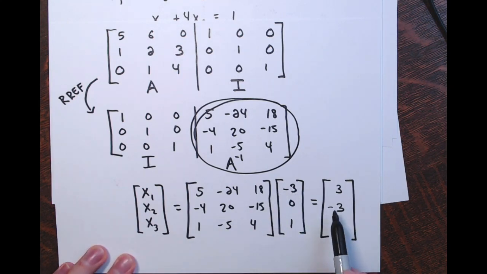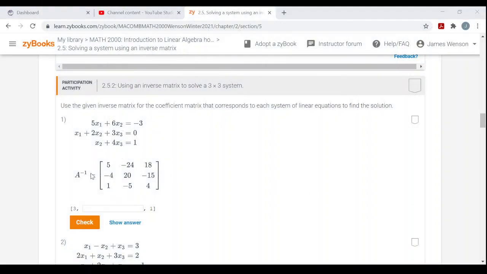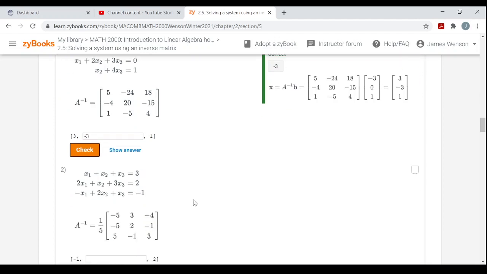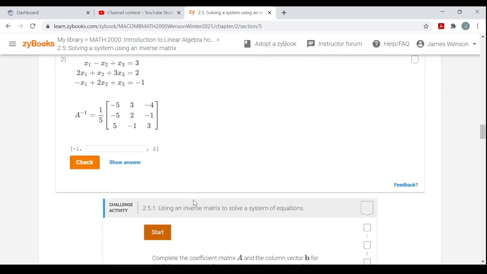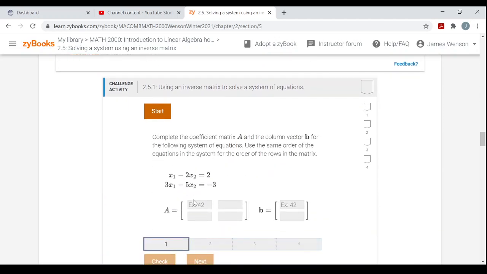Now the only thing missing was the negative 3 back on the assignment. So you see that 3 for x1, 1 for x3, and we saw negative 3 for x2. And then you have to do the rest. There's only one more left. Then you have your challenge activity.